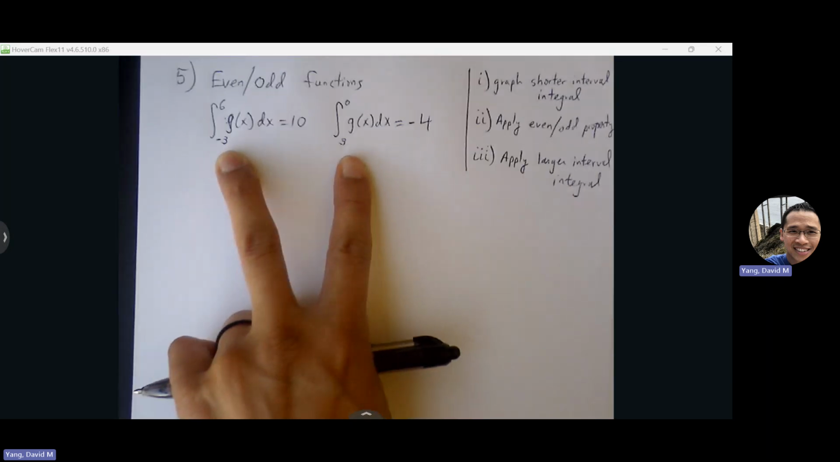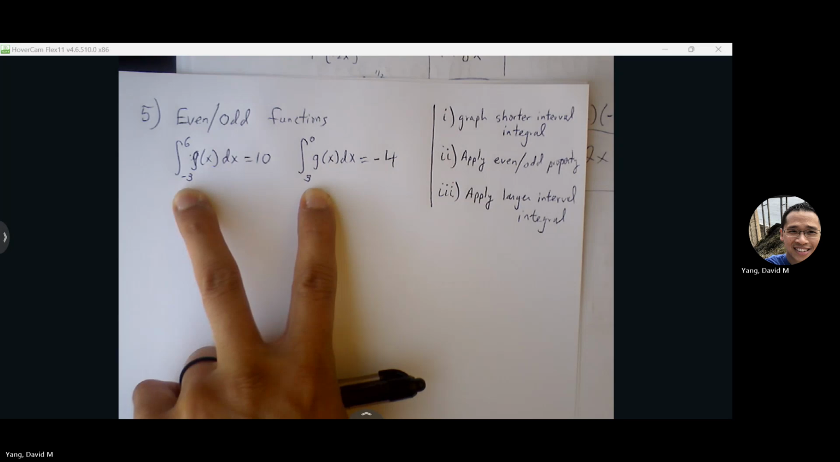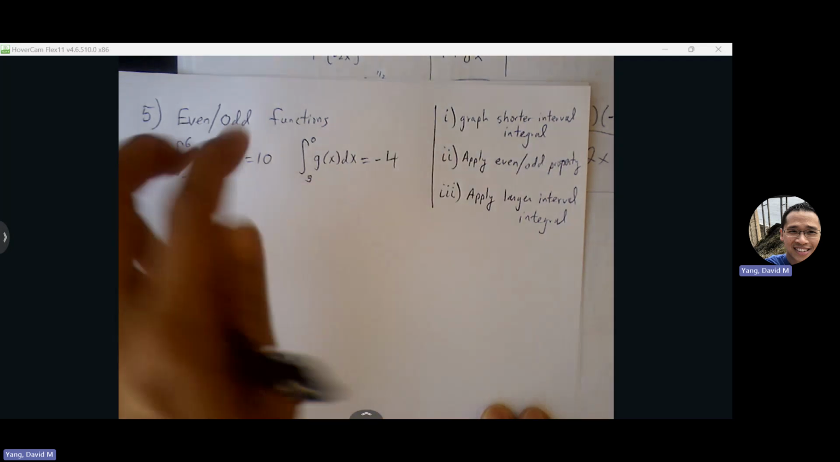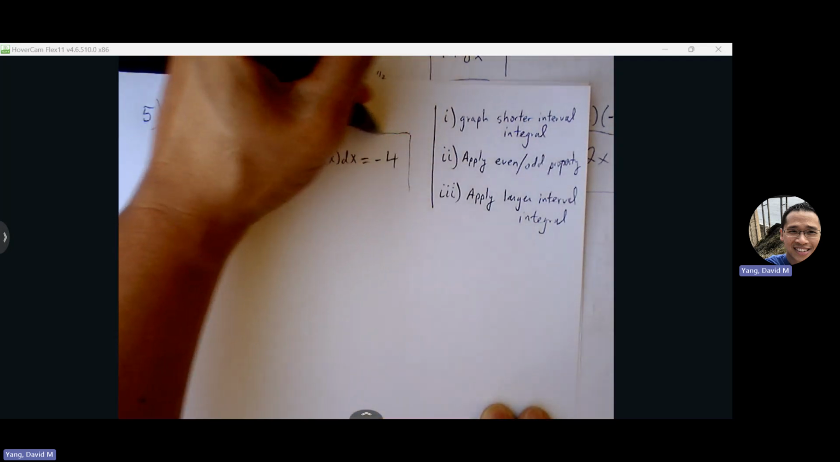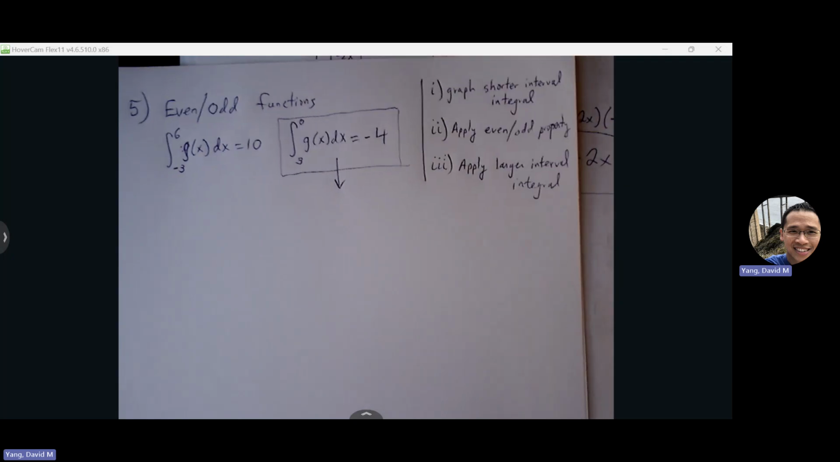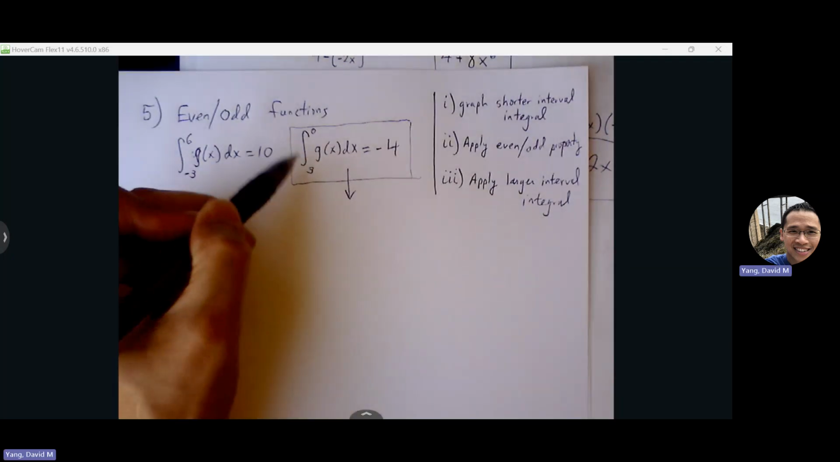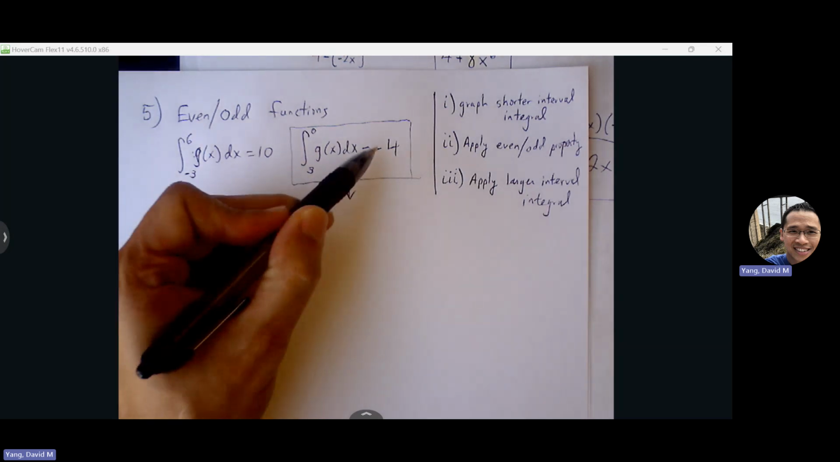So between these two, which has the shorter interval? 0 to 3. Okay, so we know we're going to start with this one, but there's an issue with this integral that we need to adjust. What's the issue? It goes from 2 to 0. Yeah, so right now this is going backwards. So this is not really a -4. This is really a +4.